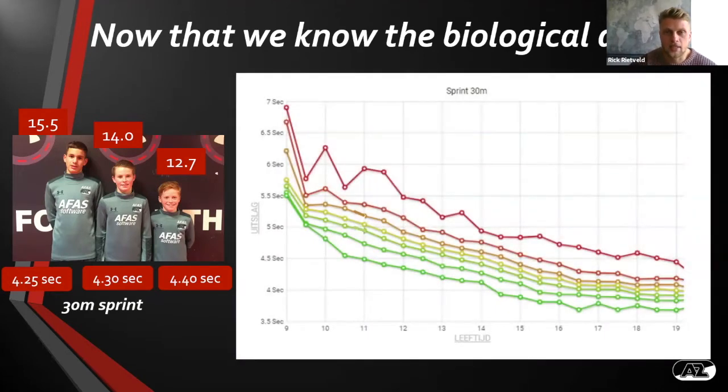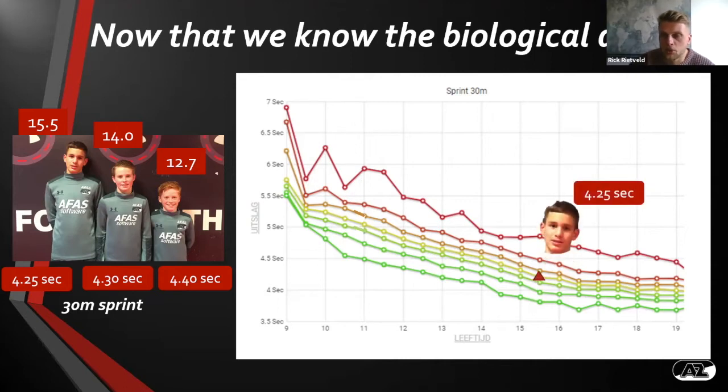So what we do at AZ Alkmaar is we've been doing the testing for 10 years now. We put it in our database and we create percentiles. For every biological age, you can see on the x-axis, we have certain scores. From those scores, we create the percentiles. The red line is the worst score for that bio age, and the green line on the bottom is the fastest score at that age. So we compare those guys with their biological peers.